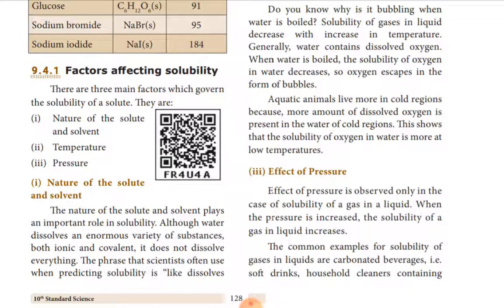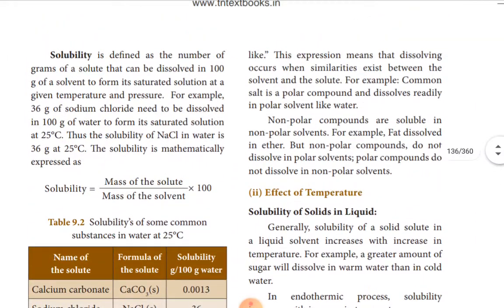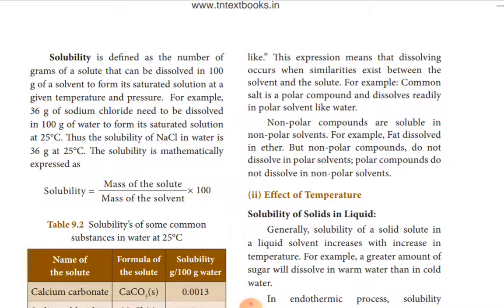First factor, nature of solid and solvent. The nature of the solid and solvent plays an important role in solubility. Although water dissolves an enormous variety of substances, both ionic and covalent, it does not dissolve everything. So the phrase that scientists often use when predicting the solubility is like dissolves like. This expression means dissolving occurs when similarity exists between the solvent and solid. For example, common salt is a polar compound and dissolves readily in polar solvents like water. Non-polar compounds are soluble in non-polar solvents.